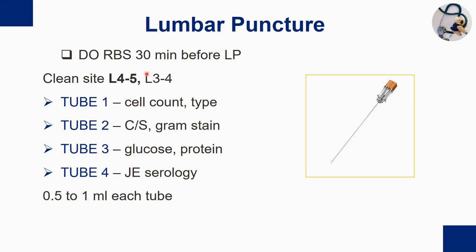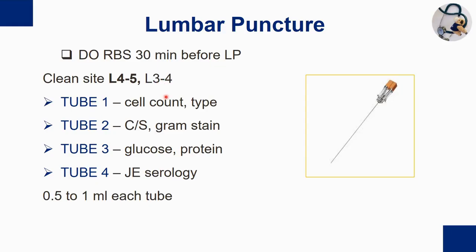Always do a random blood sugar 30 minutes before doing the lumbar puncture, because you have to correlate the CSF sugar with the random blood sugar to see whether it is a low sugar or not in the CSF. So initially you clean the site. The site to do lumbar puncture in children is the lumbar 4 and 5 intervertebral space. If you don't get in this space, then you can go one space above, at L3 and L4.